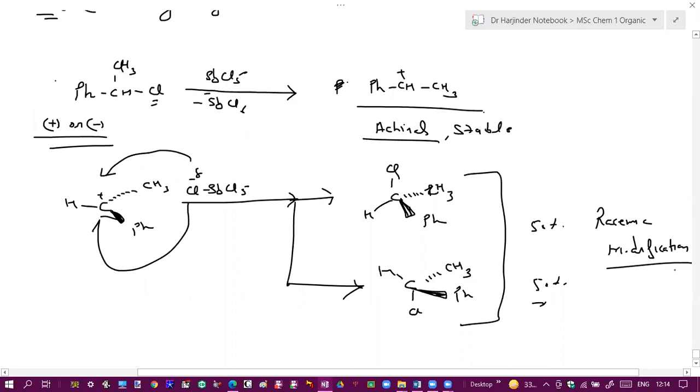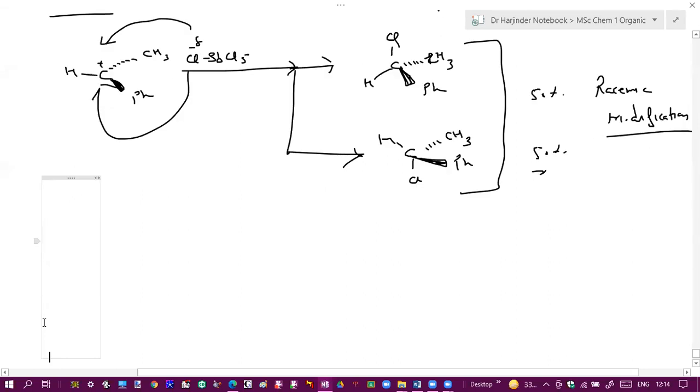Is it clear? Yes, sir. So apart from antimony pentachloride, you can use other Lewis acids such as aluminium trichloride or ferric trichloride. That can also be used. So basically in this case you get a cation. And your last one is free radical racemization.